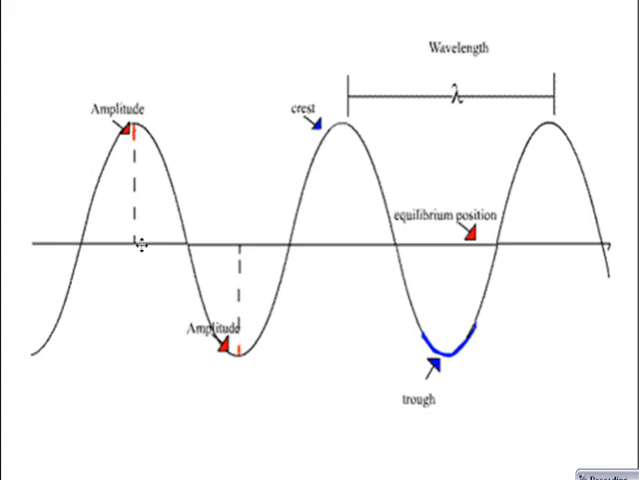From the equilibrium position to the top of a crest or to the bottom of a trough is known as the amplitude of a wave. The length between two adjacent crests or two adjacent troughs is known as the wavelength, which is symbolized by the Greek letter lambda, which looks like an R but is missing the top half.